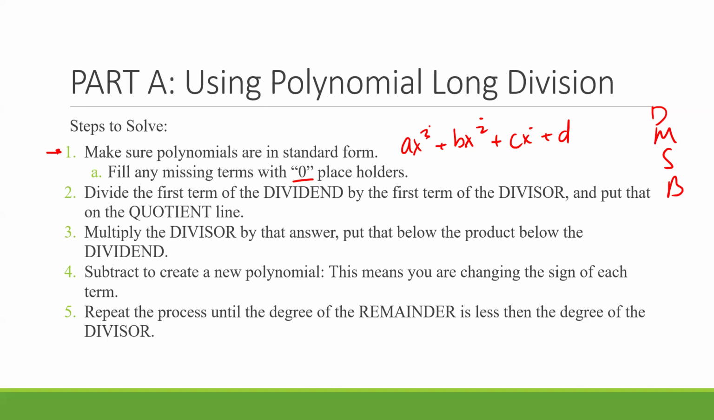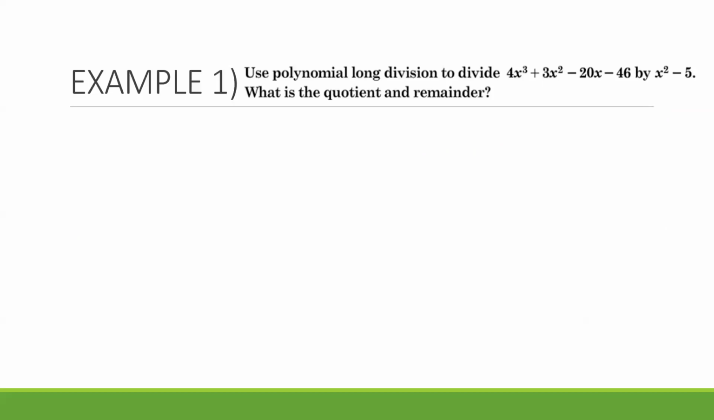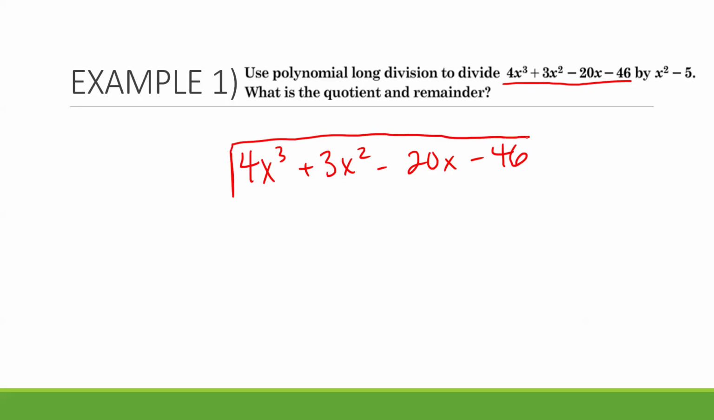All right, here we go. First example. Use polynomial long division to divide 4x cubed plus 4x squared minus 20x minus 46 by x squared minus 5. So we're going to set up our house. Your dividend goes inside the house, correct? So we have 4x cubed plus 3x squared minus 20x minus 46. And that's going to be inside my house.